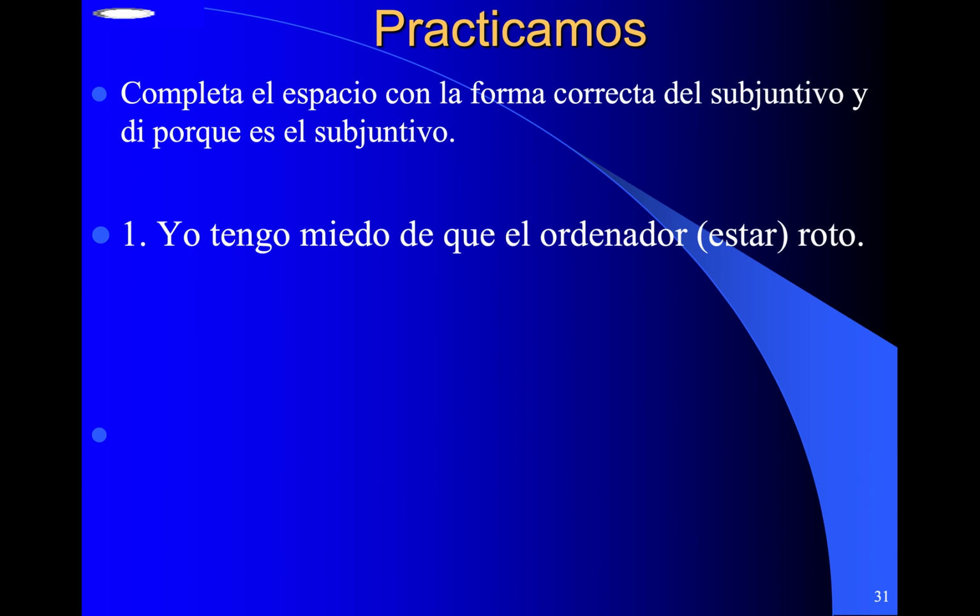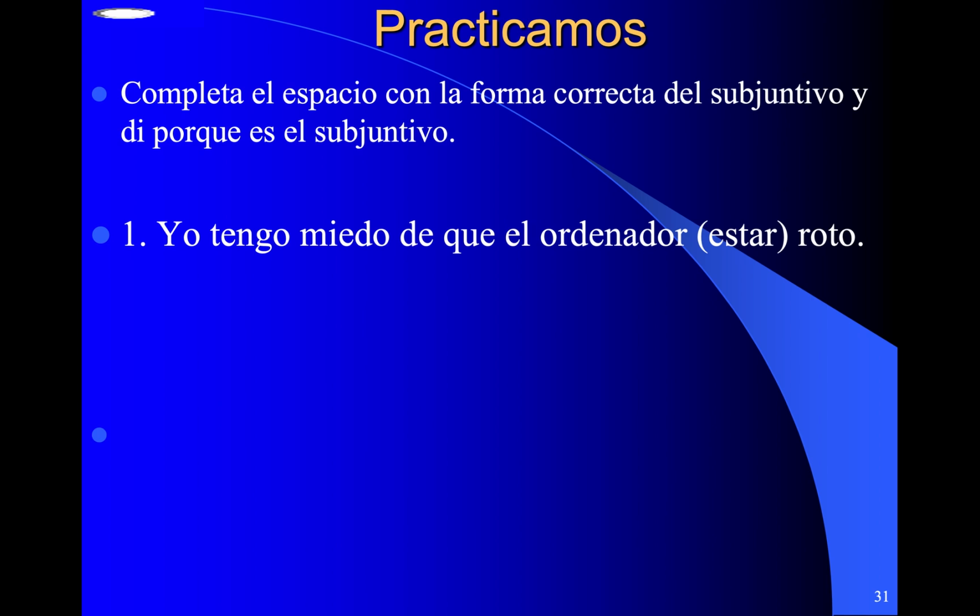So those are our uses of the subjunctive. And there's many more phrases like those that use the subjunctive, but those are the ones I think are the most important and which you should be familiar with. So vamos a practicar. Completa espacio con la forma correcta del subjuntivo y di por qué es subjuntivo. So we're going to practice conjugating and tell me why it's subjunctive. Let's do the first one together.